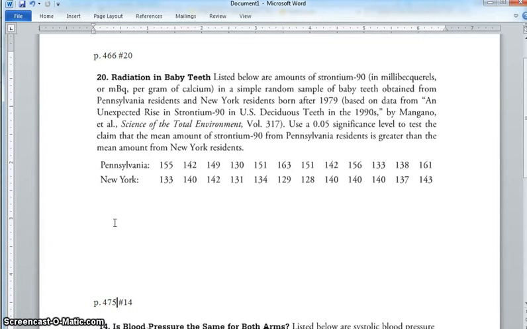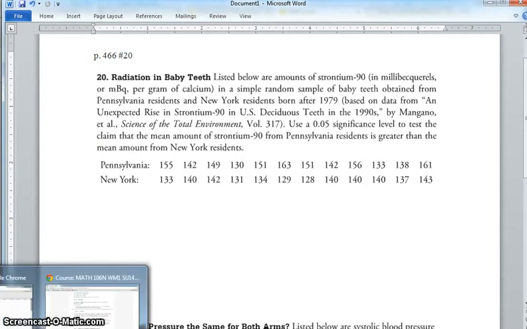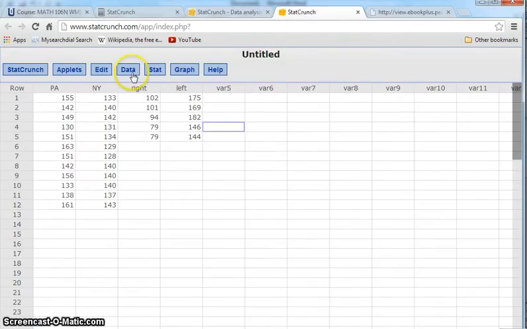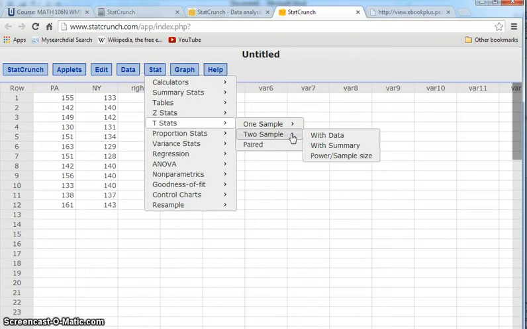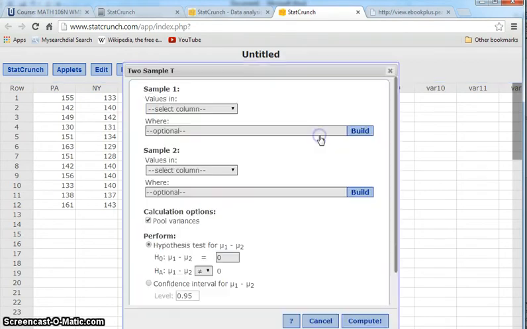There's no pairing between these two data sets, so this is an independent samples t-test. So I've gotten the data typed into StatCrunch already. So Pennsylvania and New York. So this is a two-sample t-test. So Stat, T-stats, two-sample with data.